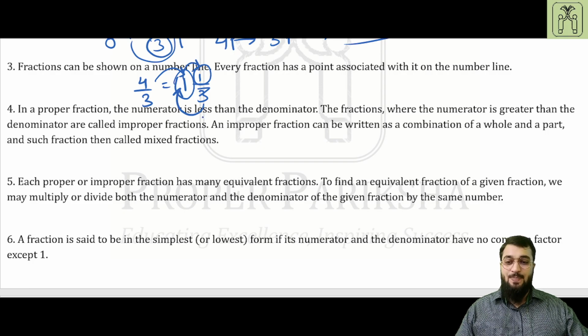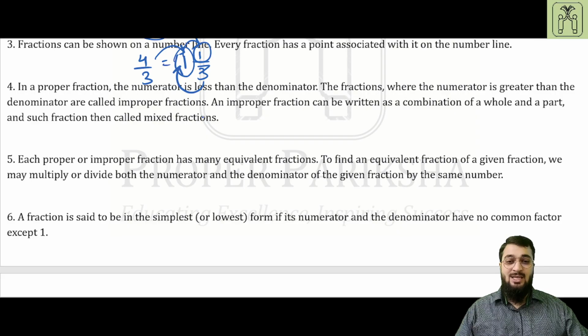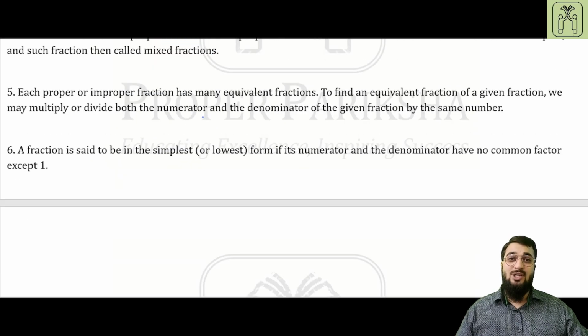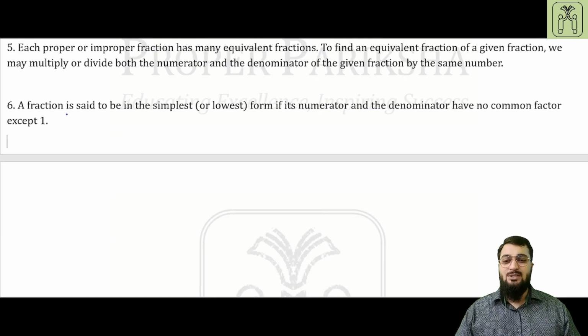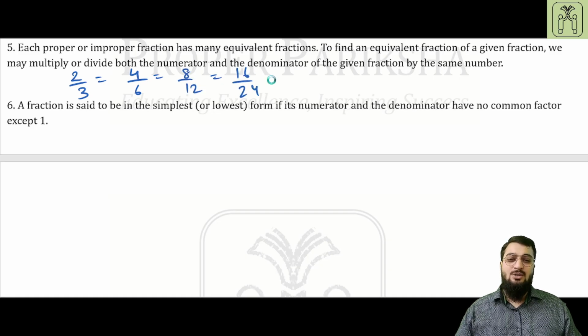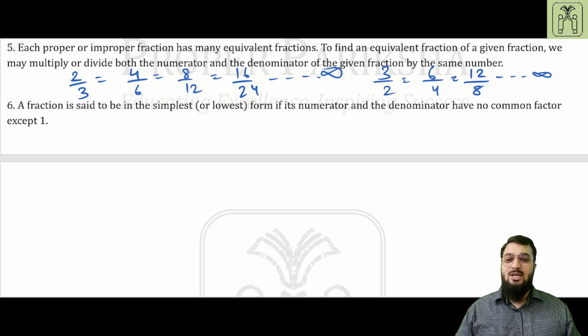Coming to point 5. Each proper or improper fraction has many equivalent fractions. That is, any type of fraction has a number of equivalent fractions. So let us say I have a fraction that is 2 by 3. So 2 by 3 can also be written as 4 by 6, can also be written as 8 by 12, can also be written as 16 by 24, and so on. Similarly, if I have 3 by 2, this can be written as 6 upon 4, this can be written as 12 upon 8, and so on. Therefore, each fraction has many or infinite equivalent fractions.